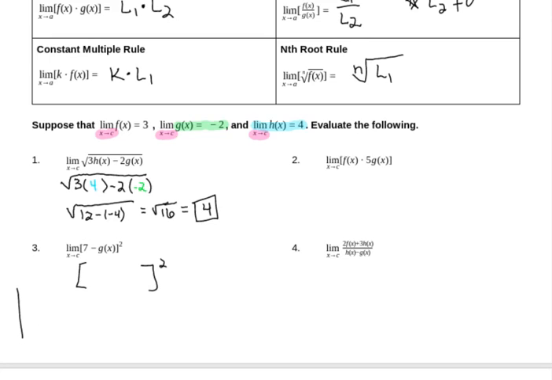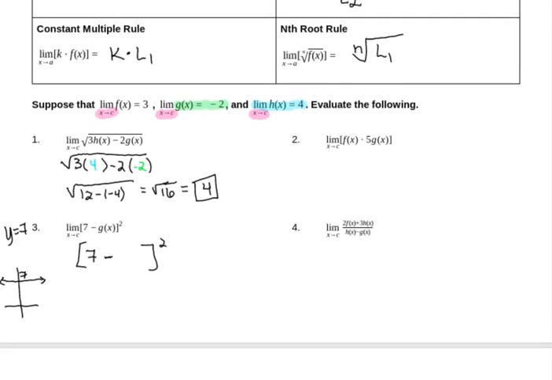Well, I want to do a quick reminder that if I have a function y equals 7, that's just a horizontal line at 7. And so regardless of the x value that I'm approaching, I know that my limit is going to be 7. And then minus the limit of g of x as x approaches c, and we did that already. That's the green one, that negative 2. So now I have 7 minus negative 2 is 9. 9 squared then is going to be 81.